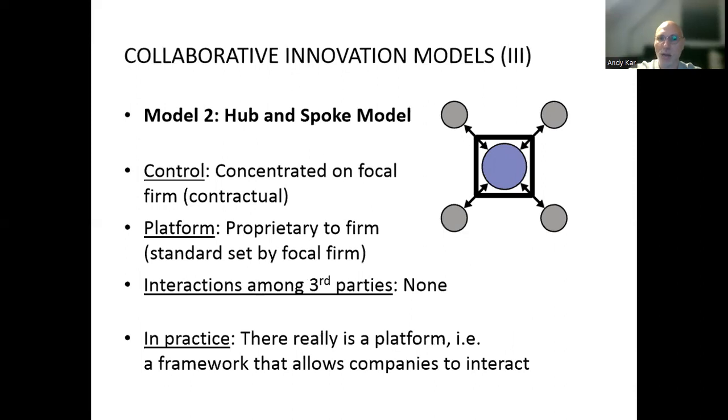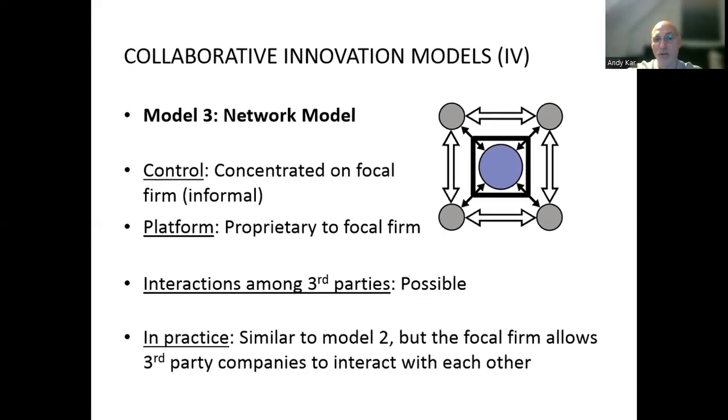Model 2 is the hub-and-spoke model. In terms of control, concentrated on the focal firm, contractual, same thing. Platform: proprietary to the firm, with standards set by the focal firm. So we have the use of a platform here. Interactions among third parties: none. In practice, there really is a platform, for example a framework that allows companies to interact. So here we use the platform for other companies to interact, exchange ideas and collaborate.